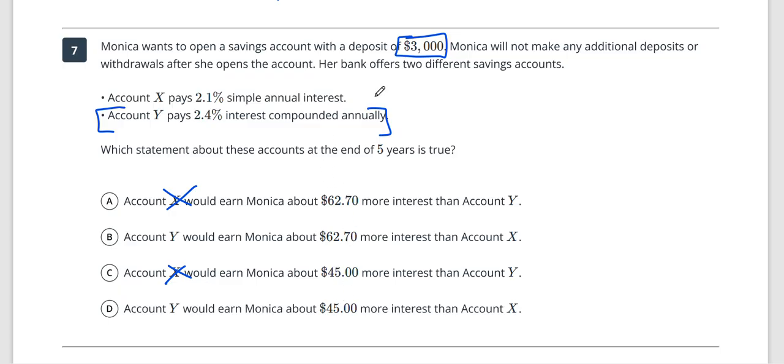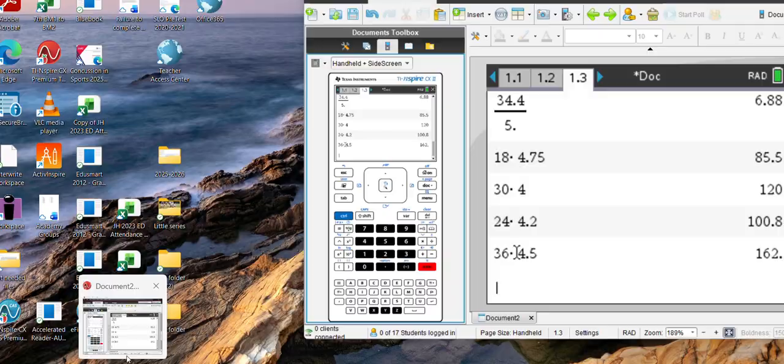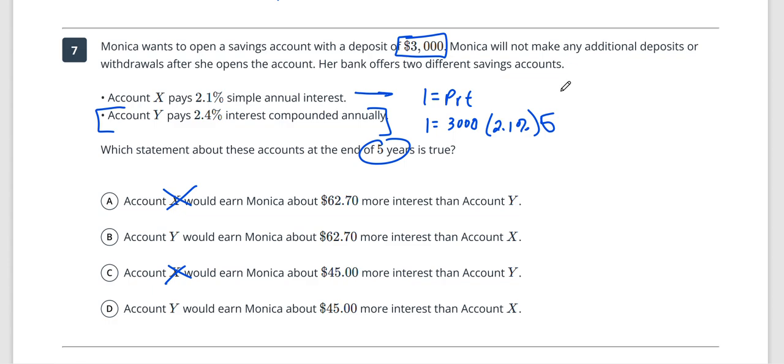Okay, so let's come out here. And the simple interest right here, we go I equals PRT. And now we're going to come out here with I equals 3,000 times my rate of 2.1% and 5 years. Okay. And then the A equals 3,000 times 1 plus 2.4% raised to the 5.